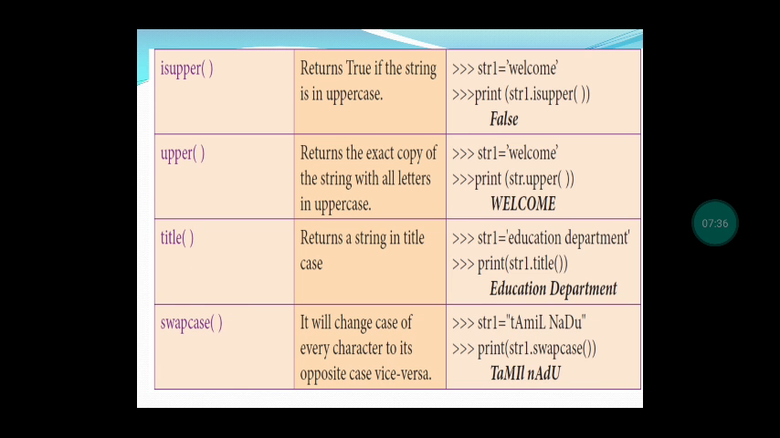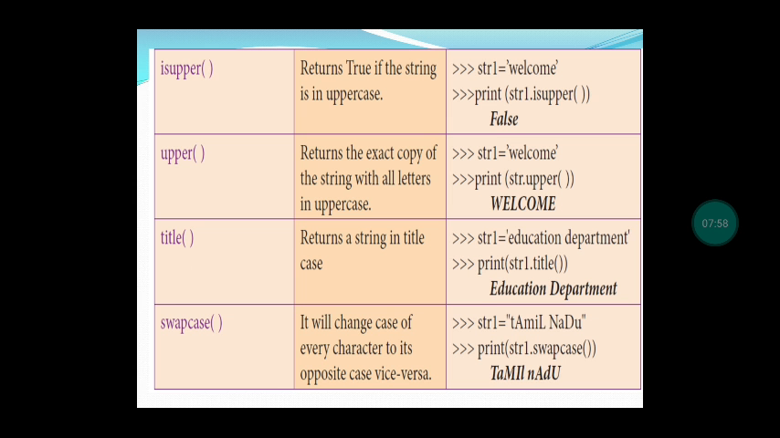If you are using the function upper, it immediately changes all the letters into capital letters. And title. The title function returns the string with the first letter of each word alone in capital letter. See the example. Education department has been given. So in education, E has been changed into capital and in department, D has been changed into capital. So this is the working of the title function.